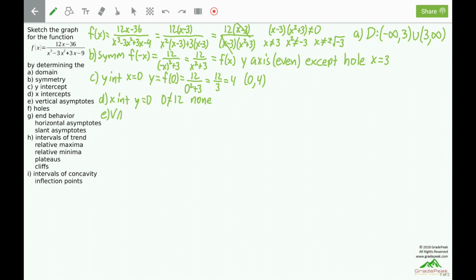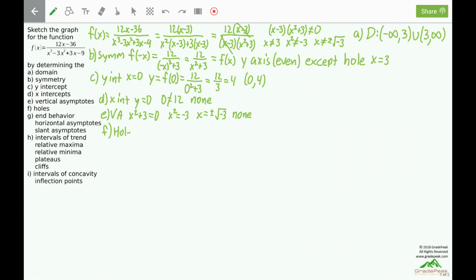For part E, we want to determine any vertical asymptotes. This is done by taking the denominator after all factors have been canceled from the numerator and denominator. The remaining denominator, which is x squared plus 3, is set equal to 0 and solve for x's. X squared equals negative 3. X equals plus or minus the square root of negative 3, which is an even root of a negative number, which is a non-real result. So for vertical asymptotes, there will be none.